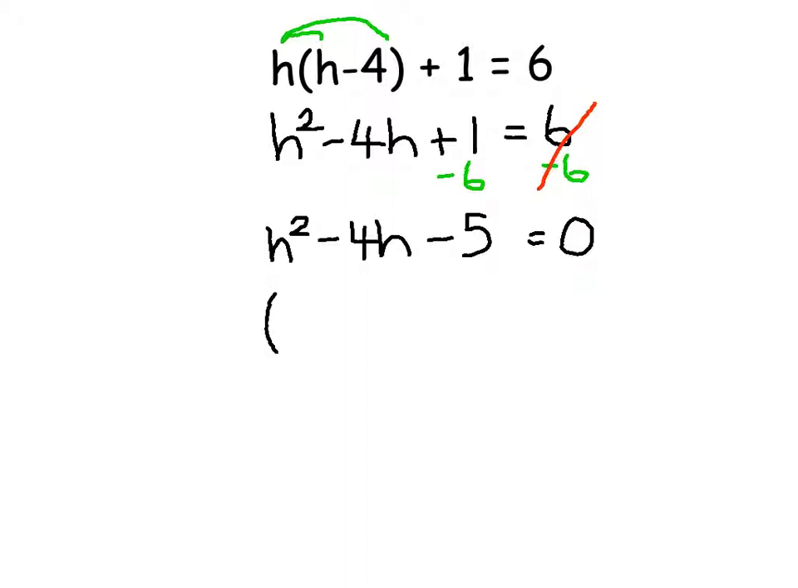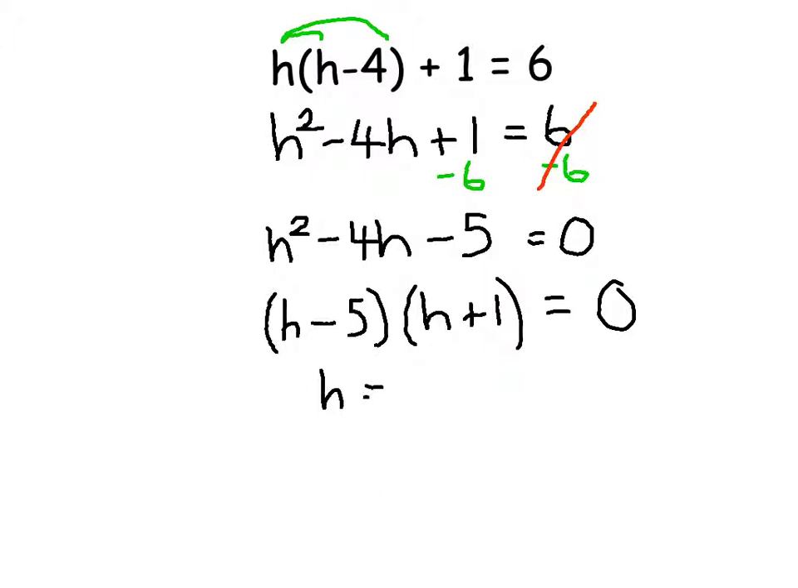I can put my two brackets in. So I need two numbers that multiply together to give me the -5 and add together to give me the -4. So that's going to be -5 and +1. So the solutions must be when h is 5 or it is -1.